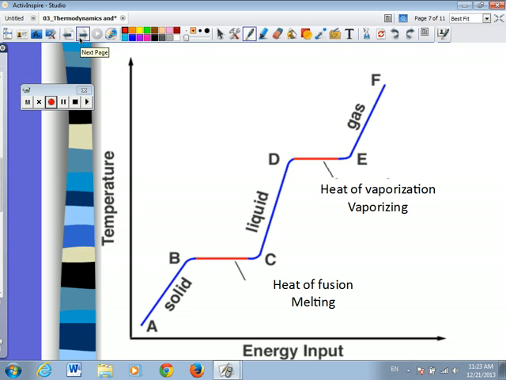Okay? So here's that big diagram. You go from a solid to a liquid to a gas. What's happening at all these points? You need to be able to figure out what's going on in this first part here as we go from A to B. What's going on from B to C? What's going on here?